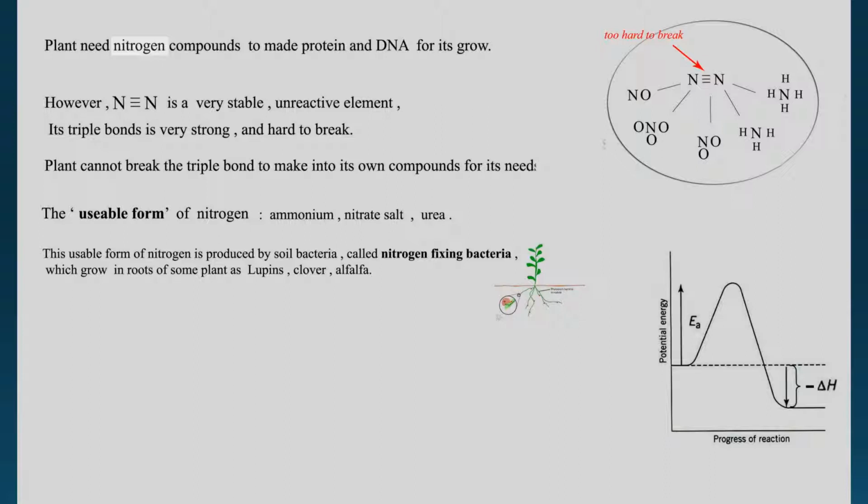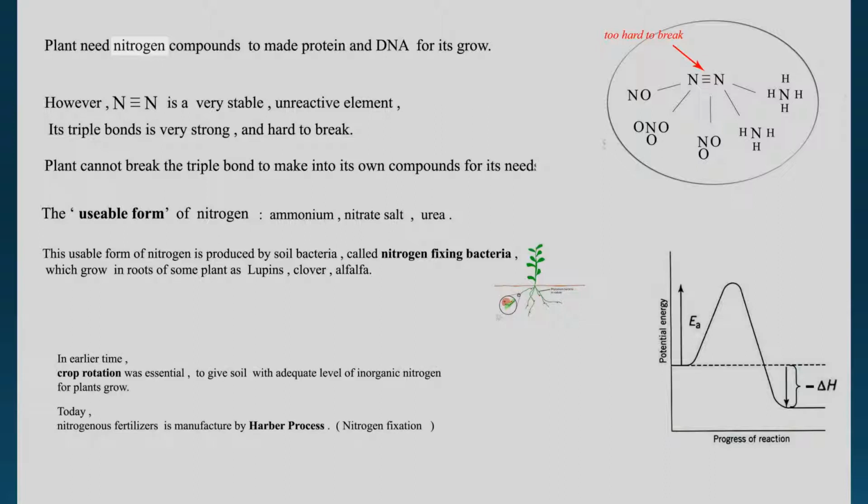And the farmers in the olden days relied on soil bacteria. The soil has nitrogen-fixing bacteria that can fix nitrogen. So in the olden days, they needed crop rotation to make sure the farmland had enough nitrogen for plant growth. But today, we rely heavily on the Haber process, this nitrogen fixing technique, to get enough nitrogen for fertilizer.